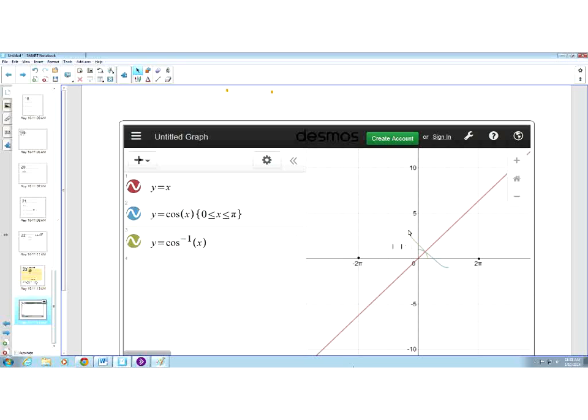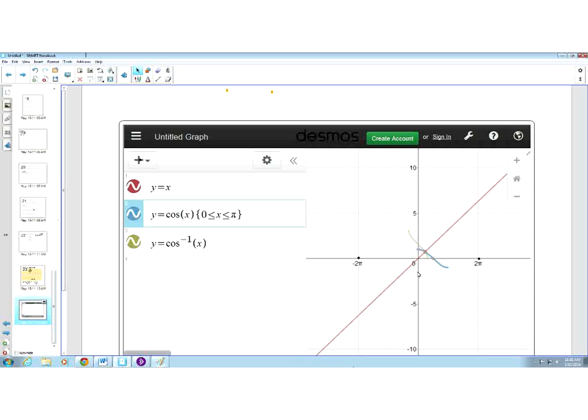So if I pick, let's see how you make it stick. So here's (-1, pi). So we would expect (pi, -1) to be on the graph as well. And so there it is. (Pi, -1) is on the graph. Okay, so there's symmetry with respect to the line y equals x.